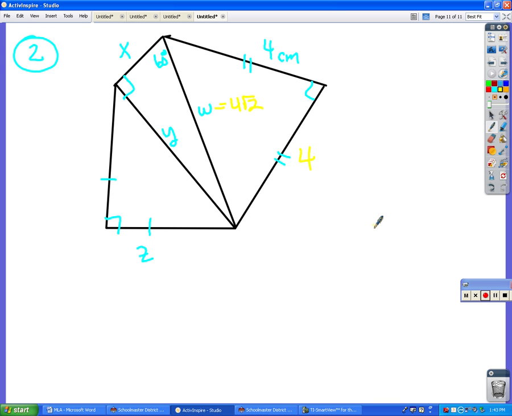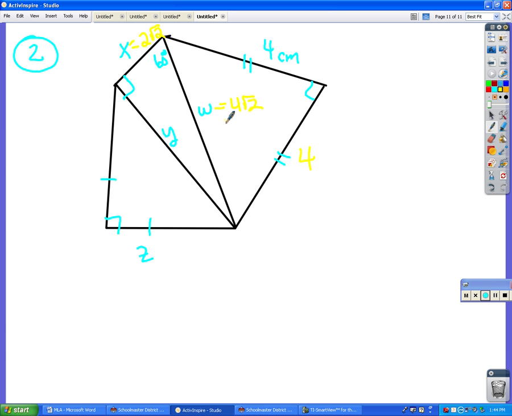Okay, what about x? Because now we have a 30, 60, 90 triangle. And how does the short leg relate to the hypotenuse in a 30, 60, 90? Okay, how does the short leg relate to the hypotenuse in a 30, 60, 90 triangle? It's half. Good. So this would be 2 times the square root of 2 because that's half of 4 times the square root of 2. Okay?